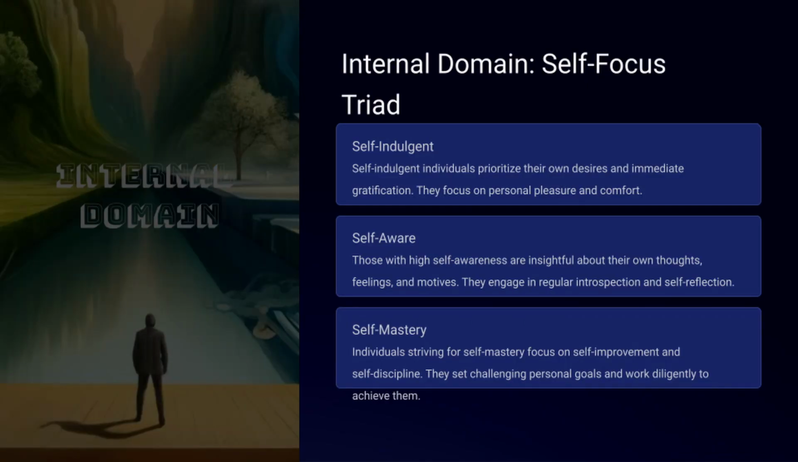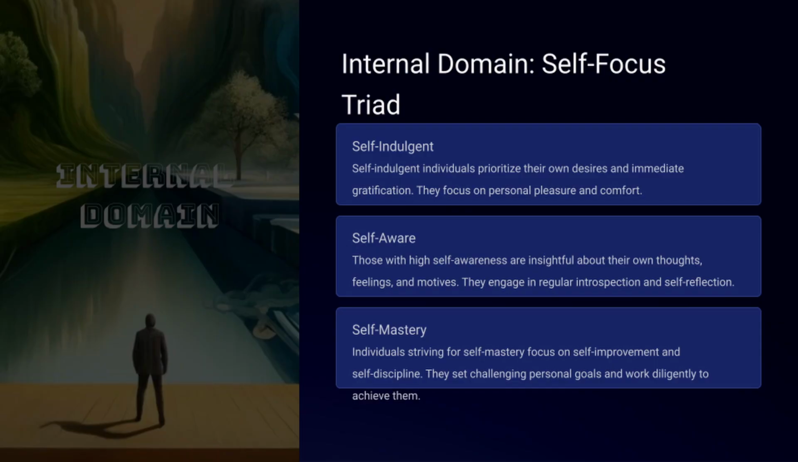The internal domain has to do with your desires, where those come from. Are you more self-indulgent? What's good for me is good for me. Are you more self-mastery, which is where you control your desires for things? And then self-aware is where you're aware, but you're also still able to indulge yourself on occasion.